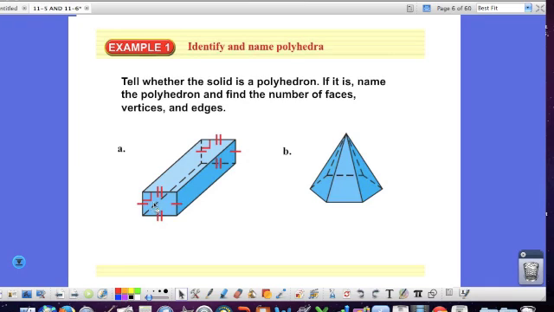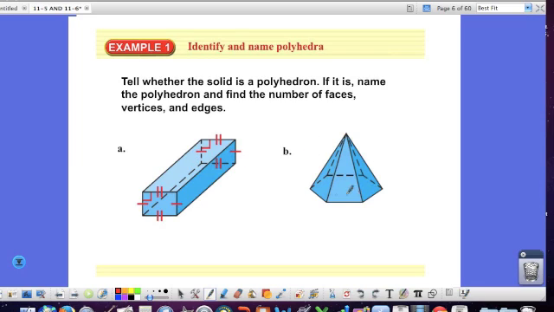So in A, this is a rectangular prism. It has 1, 2, 3, 4, 5, 6 faces. As far as edges, it has 1, 2, 3, 4, 5, 6, 7, 8, 9, 10, 11, 12 edges. And for vertices, 1, 2, 3, 4, 5, 6, 7, 8.